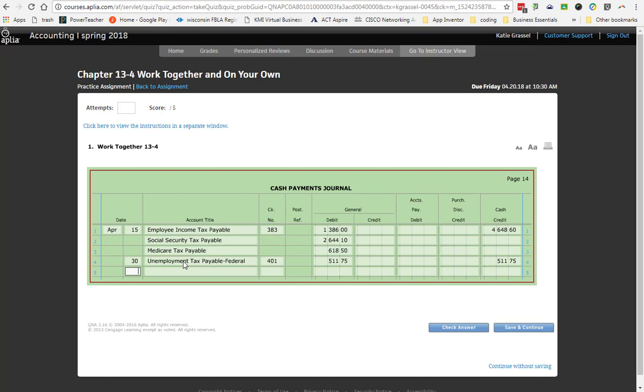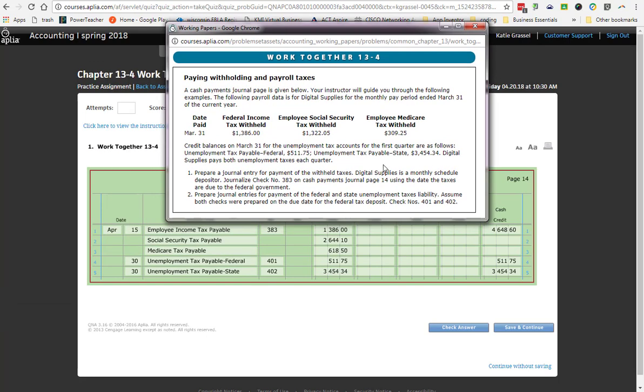What's the other one I need to pay? State. So I'm going to do unemployment tax payable. State, check number 402. And Cole, what's the number on that one? Yep. Those 2 numbers were given to us right in the directions. Ideally, you would look in your ledger, and that would be where you would find that information.